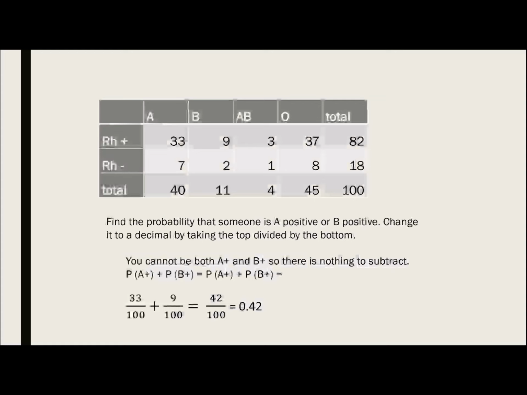Find the probability that someone is A positive or B positive. Change to a decimal by taking the top and dividing by the bottom. You cannot be A positive and B positive, so there's nothing to subtract. So find the probability of being A positive plus the probability of being B positive, which equals 33 A positive plus 9 B positive equals 42. 42 divided by 100 is 0.42. 42 out of 100 literally means 42 hundredths, which is 0.42.